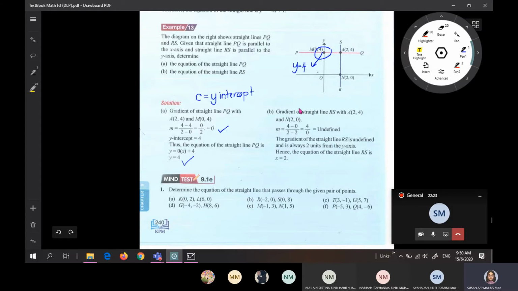Okay, so let's look at the second example. If you remember, in the second example, you can see the straight line is vertically straight.